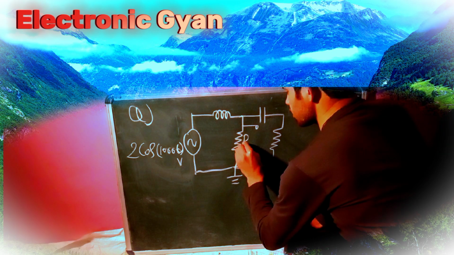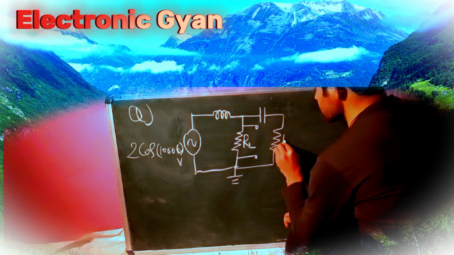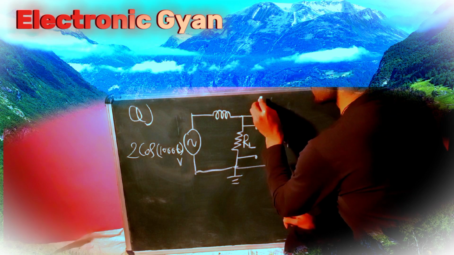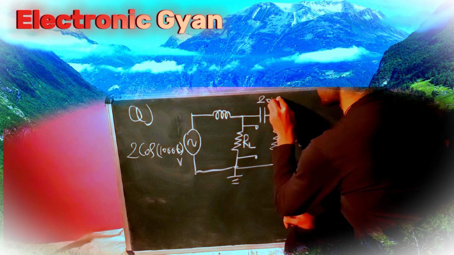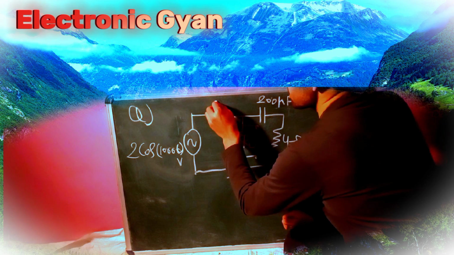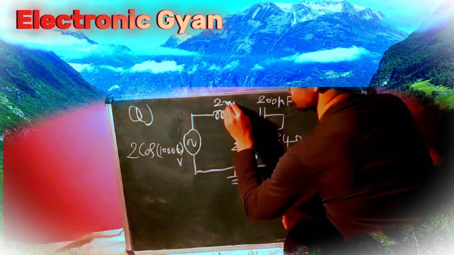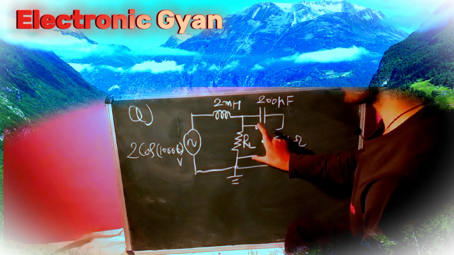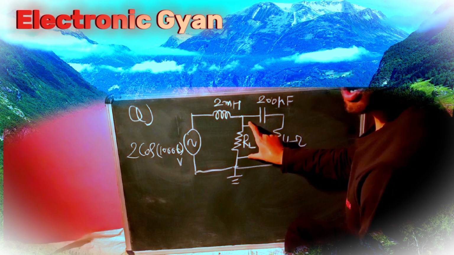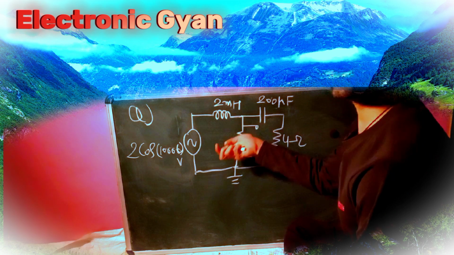This is my load resistance RL, and this resistance value is 4 ohm, this capacitance value is 200 microfarad, and this inductance value is 2 millihenry. We have to find the maximum power that is delivered through this load. How much maximum power is there?